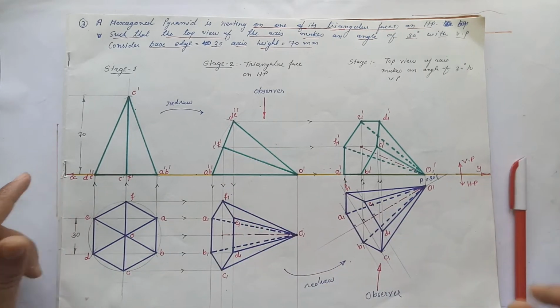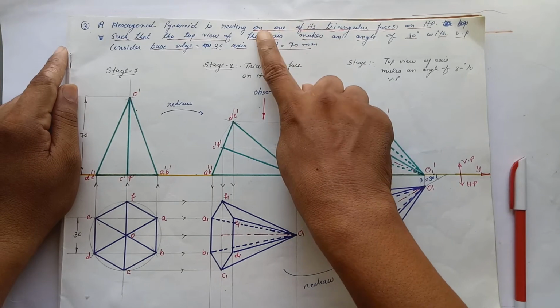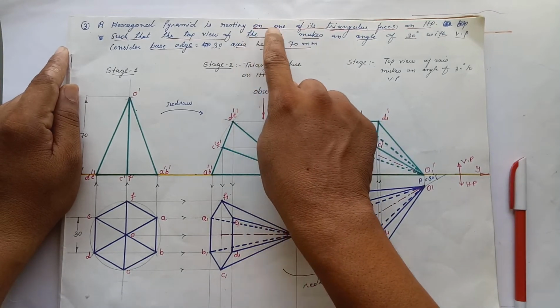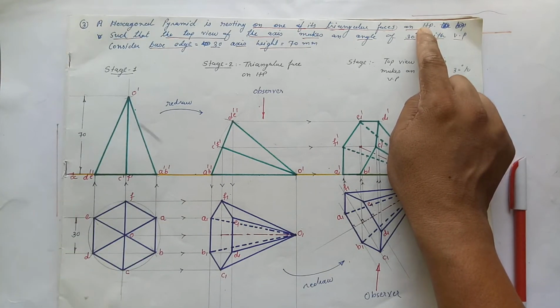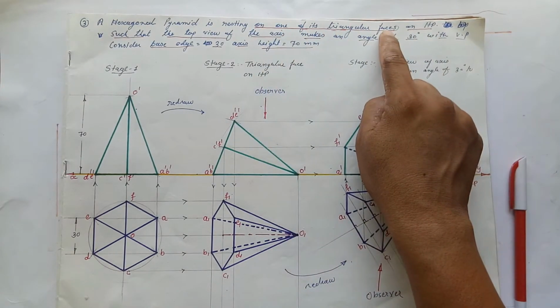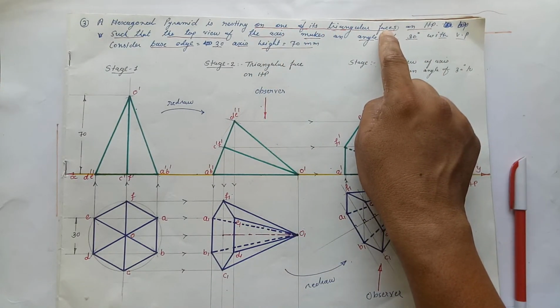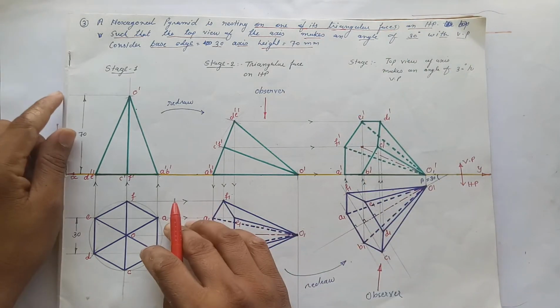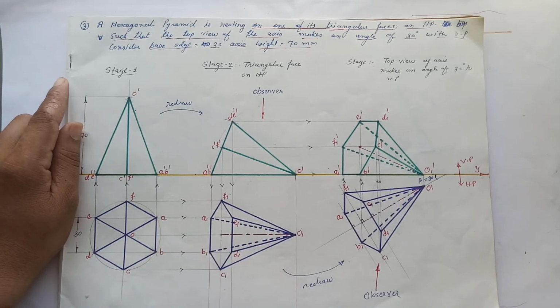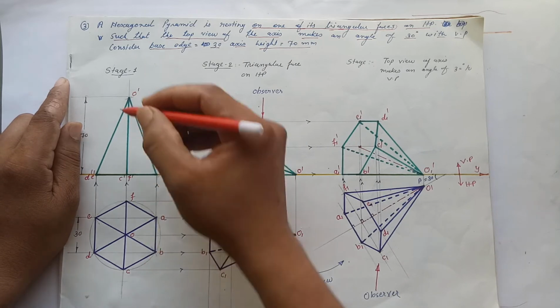So now we have to draw the second stage. Now again in the second stage we have to take this condition, resting on triangular face on HP. As we all know, in the second stage we have to show the condition with the horizontal plane. So here is the condition with the horizontal plane, in which we have to take one of the triangular faces on HP.